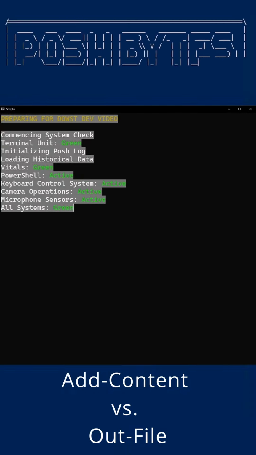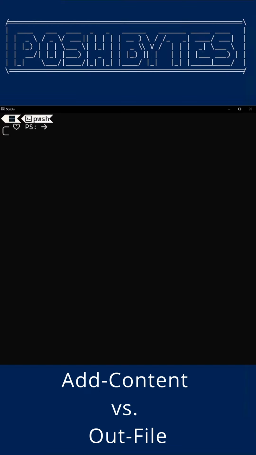This week, we're going to look at writing data from PowerShell to a text file using the Add-Content and Out-File cmdlets. Two cmdlets, one destiny, totally different behaviors.